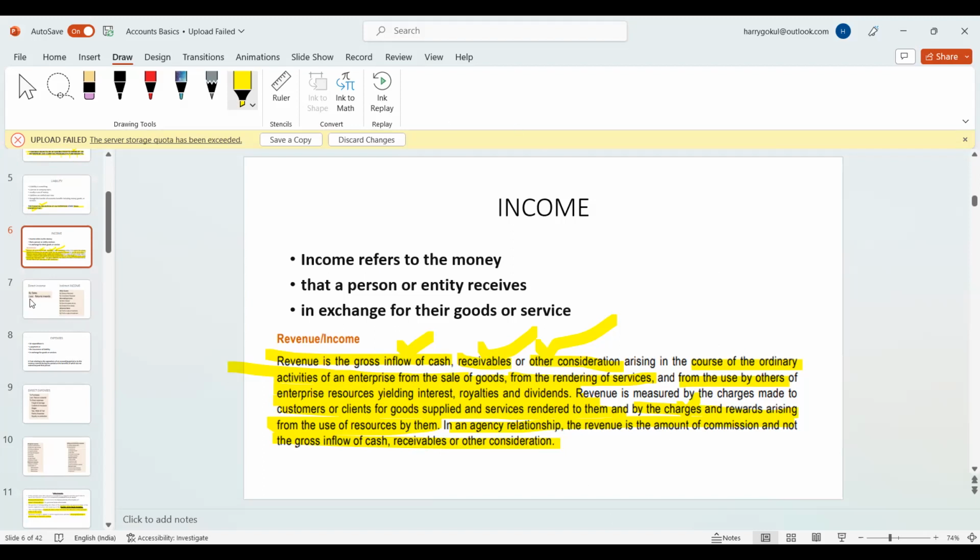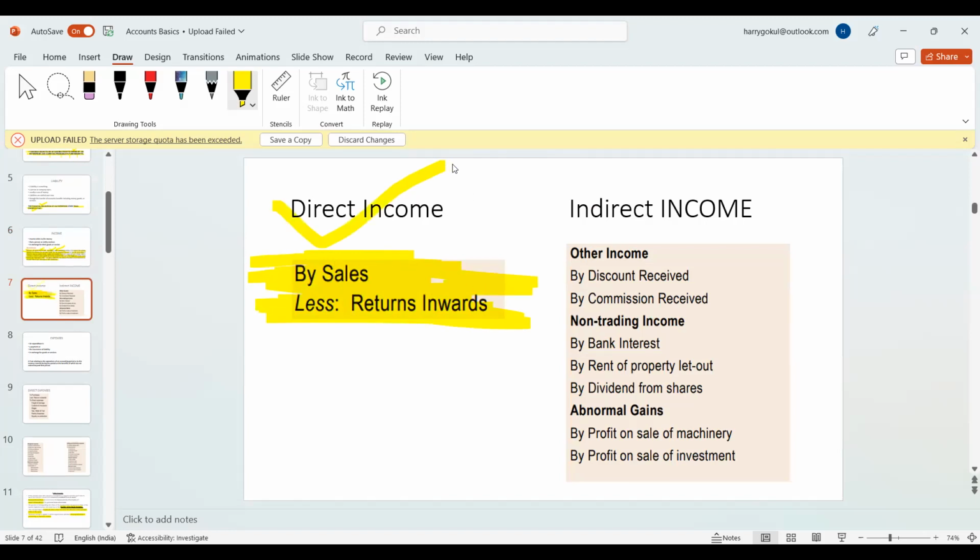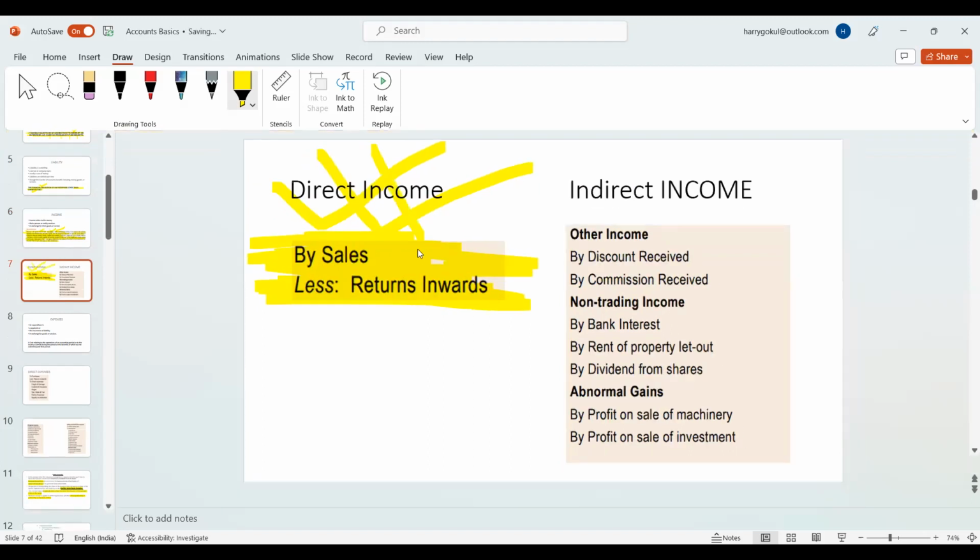Can we move on? Okay, and then the income can be classified into two parts. One is direct income, the other one is indirect income. Direct income is the sales which you make. Right now I booked a ticket, I don't need it, I cancelled, so sales return. So it becomes direct income. Maybe I sold 10 cars, someone said I don't need that car, it's faulty, so sales return.